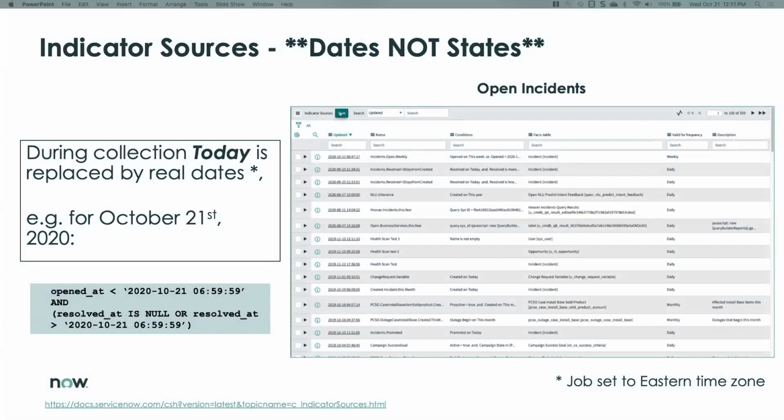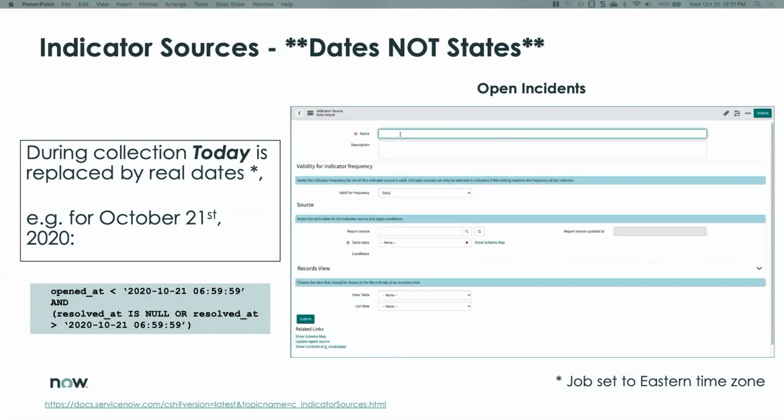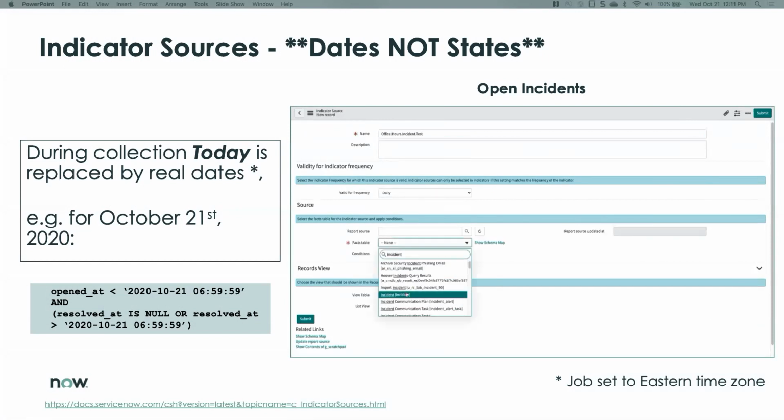So, indicator sources. The big thing that I'm sure most of you have heard, and if you have not heard this, this is huge: dates, not states. I sometimes think that this could be a slogan for Adam. I've heard Adam say this more than anybody, but it's really something that's big that needs to happen at that indicator source level itself. So here you can see in the example that we're actually creating an indicator source.